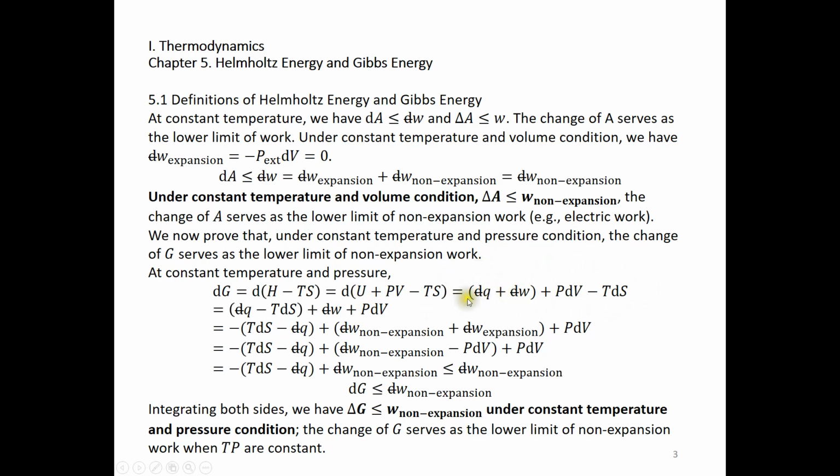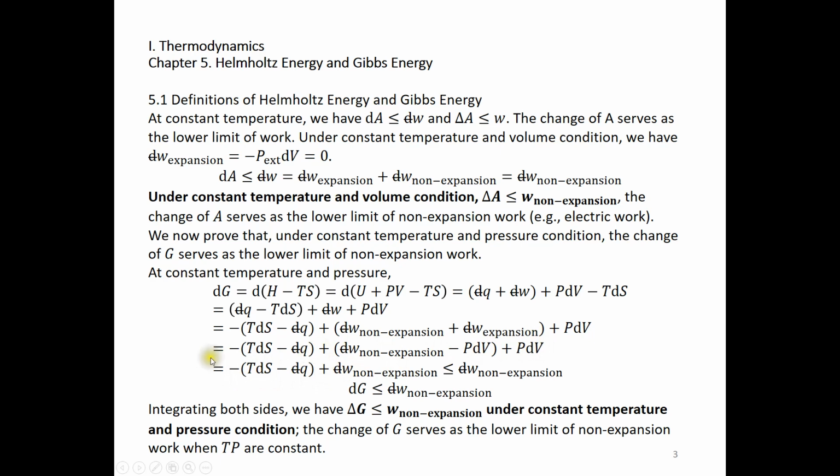We can put dq and TdS together over here, and then we have dW and PdV. And over here we just swap the sign. It's negative TdS minus dq, and dW is non-expansion work plus expansion work, and then we have PdV. Now this expansion work is negative PdV, so negative PdV and PdV cancel. We have these three terms.